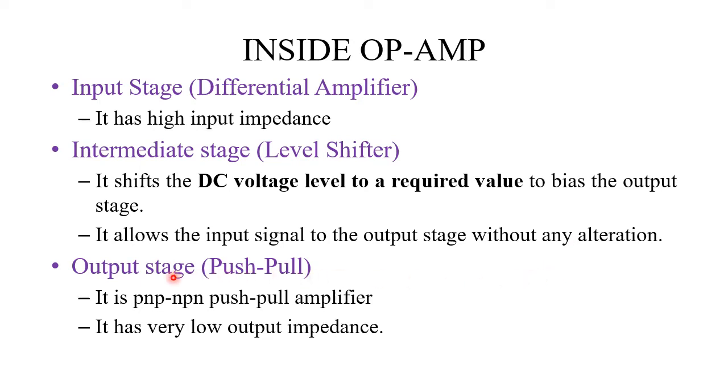Then the output stage is called the push-pull stage, and this stage is having very low output impedance. So since it is going to act as an amplifier, it is good to have high input impedance and low output impedance.